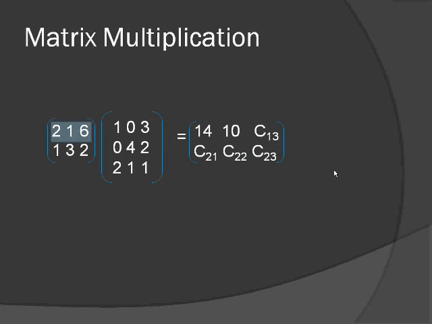We will take the first row, which consists of 2, 1, and 6, and multiply it with the second column, which consists of 0, 4, and 1. We will start off with 2 multiplied by 0, 1 multiplied by 4, and 6 multiplied by 1. We will take the answers and sum them all up. It will equal 10.